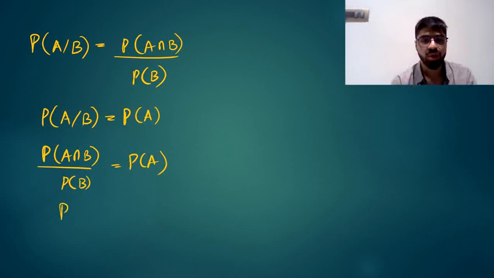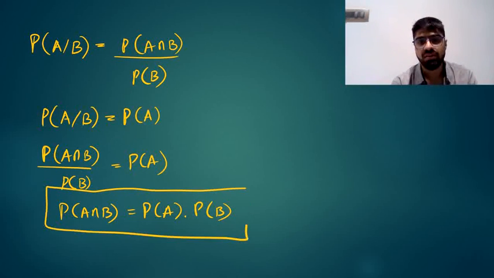So we take that P of B on the right and we say that P of A intersection B will be equal to P of A into P of B. And that's the discussion about independent events. For independent events, the intersection can be written as multiplication of the two events.